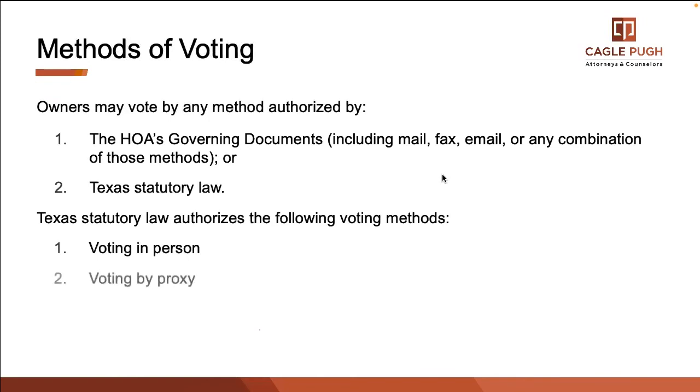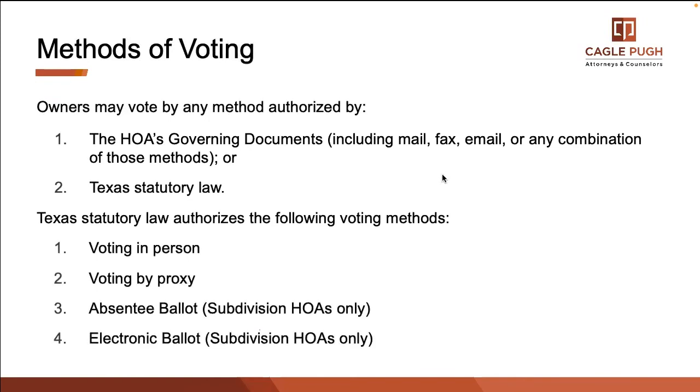So there are different ways of voting. It's a little bit complicated as between subdivisions and condos, what's allowed and the methods that are allowed. First and foremost, owners may vote by any method that's authorized in the governing documents. If it says that it's allowed in the governing documents to vote a certain way, then you can vote that way. Texas statutory law also authorizes these other voting methods, regardless of what the declaration or the bylaws say. So you can always vote in person, you can always vote by proxy, and in a subdivision, you can vote by absentee ballot or electronic ballot, even if your governing documents don't mention it.